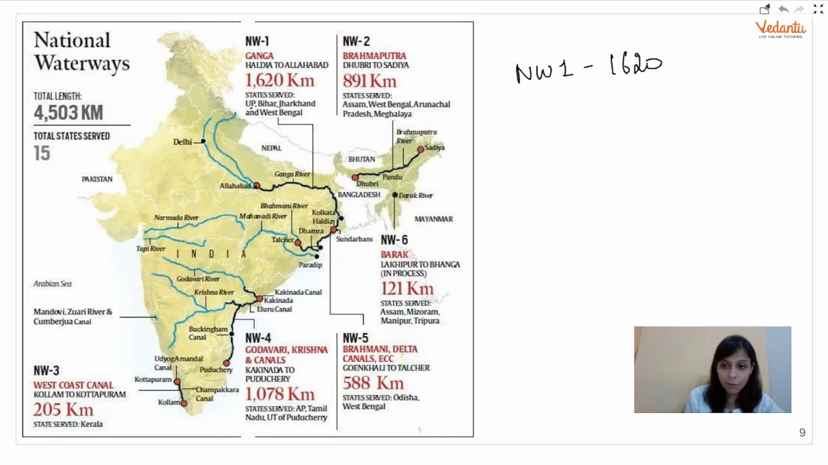It starts from Kotapuram, goes up to Kollam. It's clearly mentioned in your book, Kotapuram to Kollam. So this is approximately 205 kilometers. By the way, they have mentioned that Udyog Mandal is also there. But if we concentrate on this Kotapuram to Kollam, it's going to make sense. Don't worry. Then you have National Waterway number 4 right here.